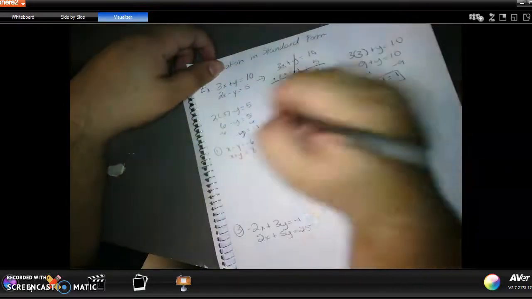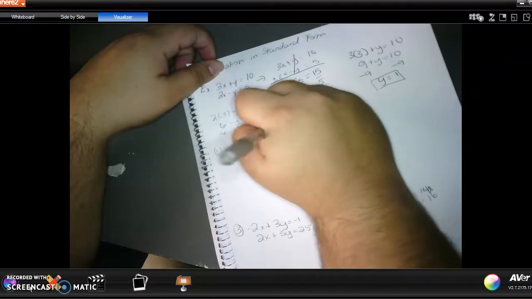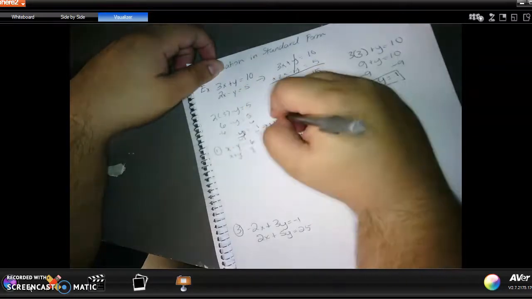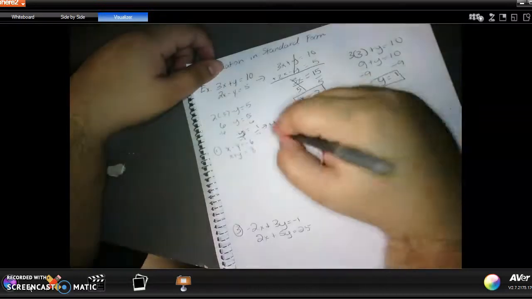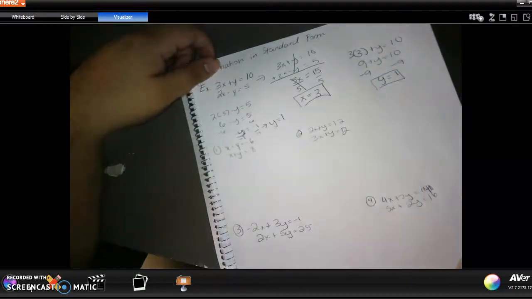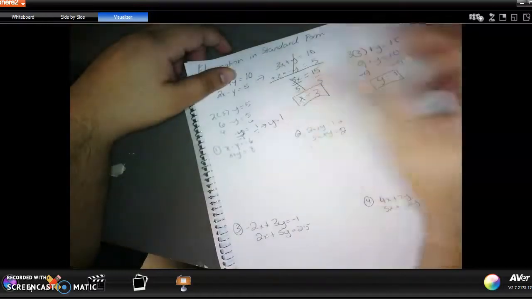Negative y means that there's a negative 1 in front of it, so we have to divide out negative 1 on both sides, and we get y equals a negative divided by a negative is a positive, and 1 divided by 1 is 1. So if you look, we got 1 both times. That's how you know we're correct. Alright? So let's move on to our next problem.